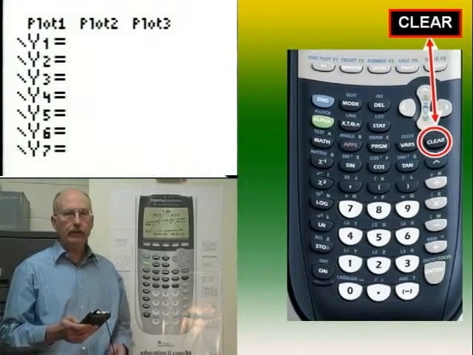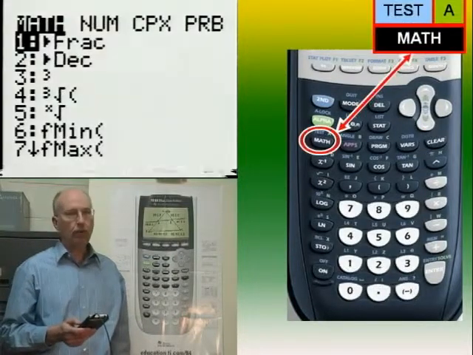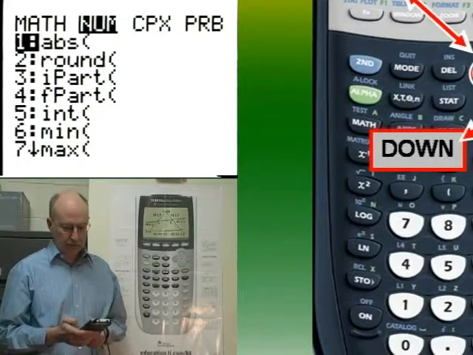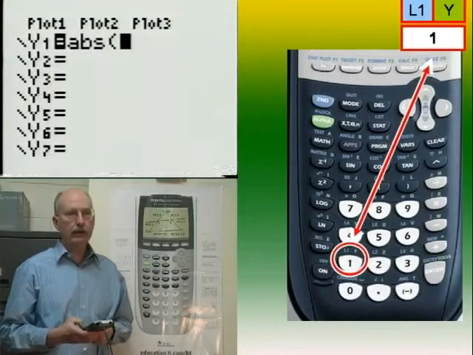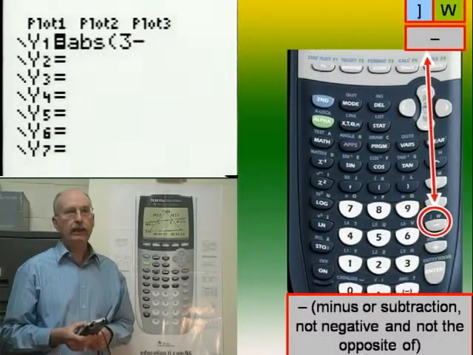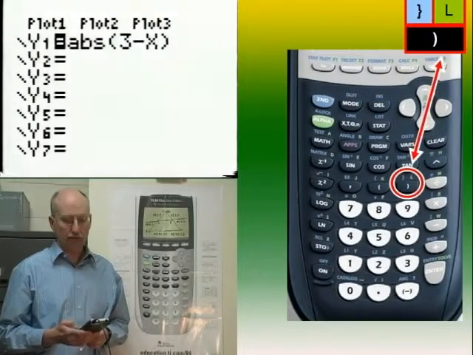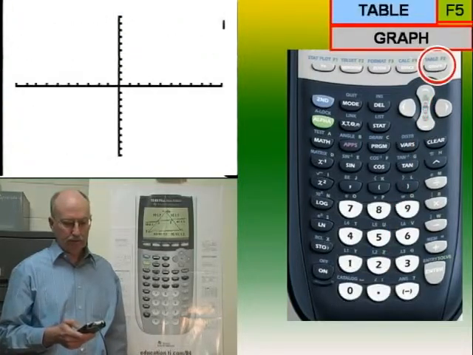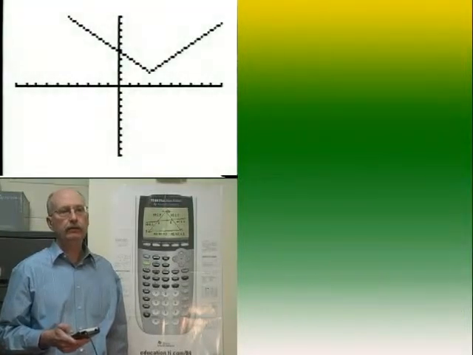Well, if you look on your calculator, there's a math key. So we'll hit math, and then we're going to scroll to the right over to numbers. And you can see the ABS, or absolute value function, is the first function that shows up. We're going to hit number 1. And you can see that we have the absolute value of, we want 3 minus x, using the X,T,theta,n key again. We're going to close the parentheses for the absolute value function, plus 2. Now we can graph the function by pressing the graph key, and we get the traditional absolute value function.